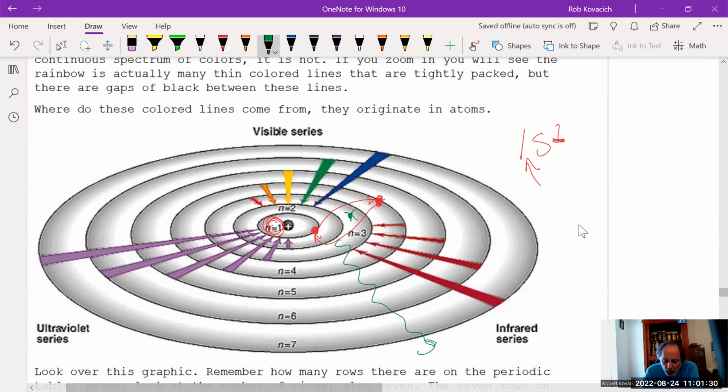So whatever energy it would take to go from there to there would never be absorbed by that electron, because it can't absorb energy and put itself nowhere. Okay.